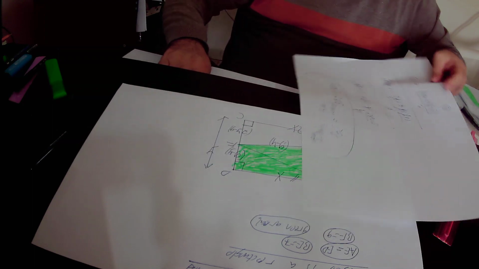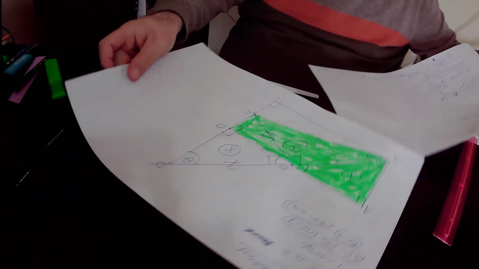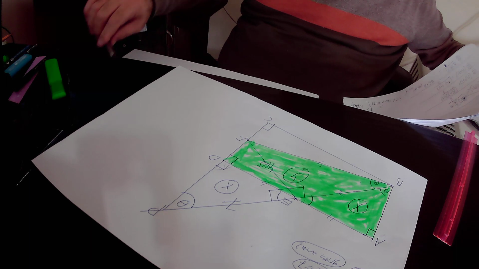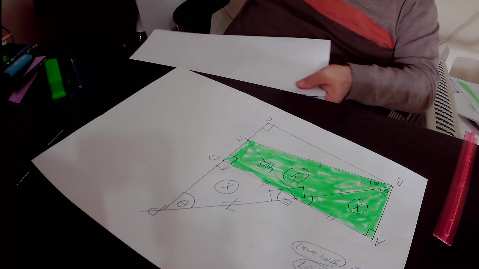Okay, so now I will summarize the lecture. Actually, we wanted to find out the area of this green shape, and so in the first method we did a construction.